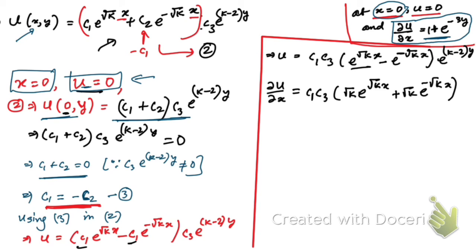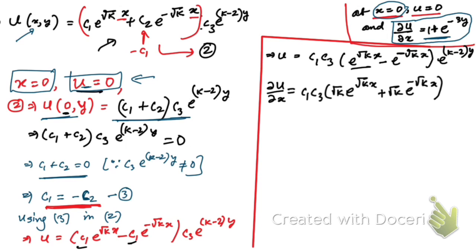Then just wait, let me find a space here. Okay, almost done, just give me a second. So here we can write e to the power k minus 2 into y. That's what we have got. So here you see we are trying to obtain the partial derivative of u with respect to x. That's why the term consisting y is taken as constant. So hope you have understood this.